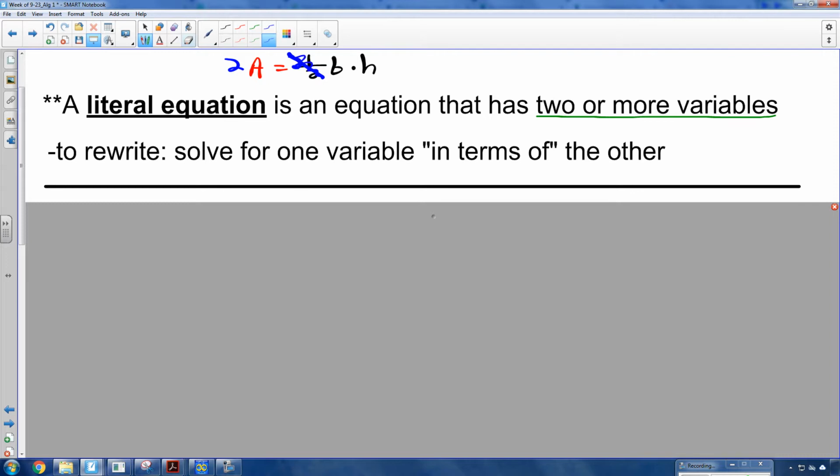But let's say I wanted to get h alone. So now I have 2a equals bh, b times h, right? And I want to get h alone. If I have b times h, what do I want to divide by? I want to divide by b, right? So what we'd want to do here is divide both sides by b, and we get the answer of h equals 2a divided by b. This is a super informal example. So let's talk about some real examples right down here.